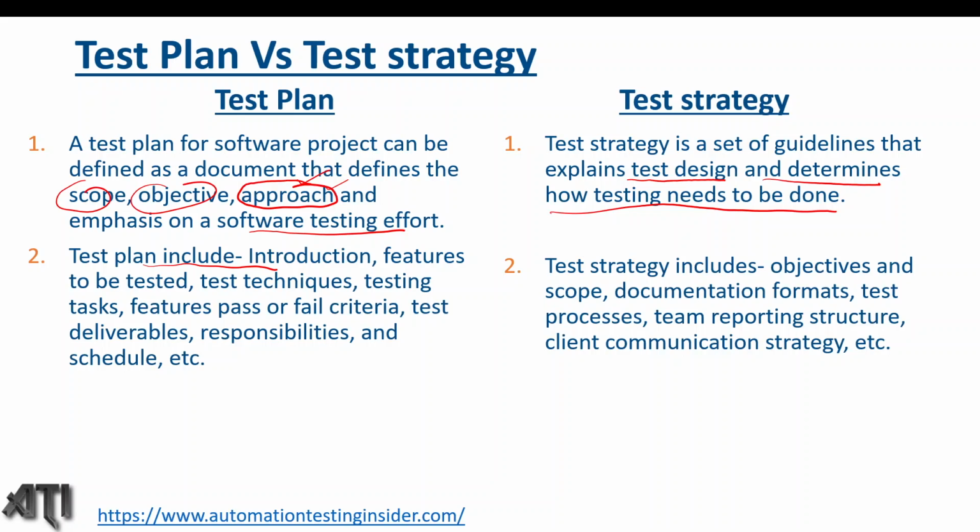Whereas test strategy includes objective and scope, documentation formats, test processes, team reporting structure, client communication strategy, etc. So this is at a higher level. This is at company level. This is a document which we can use in various projects. Whereas test plan depends on project to project. We may use the same test plan, or we may change it according to the projects.